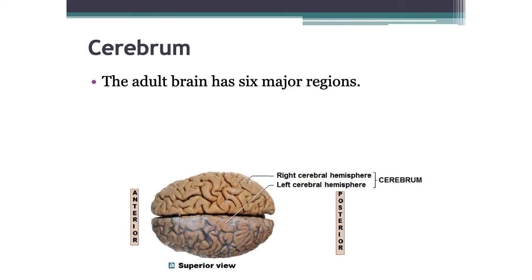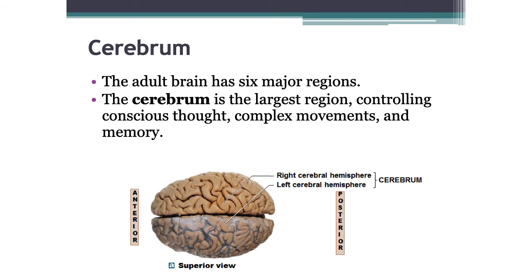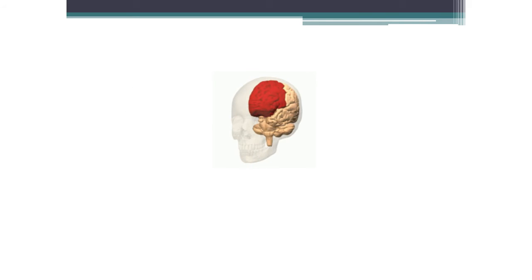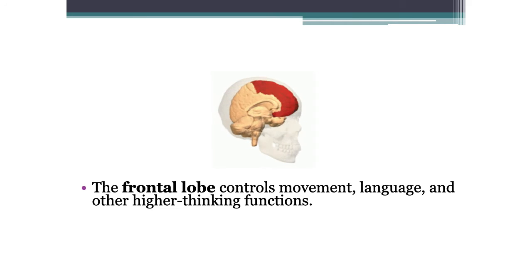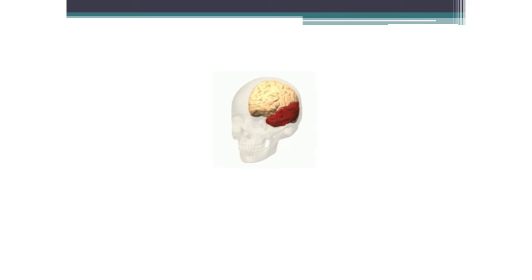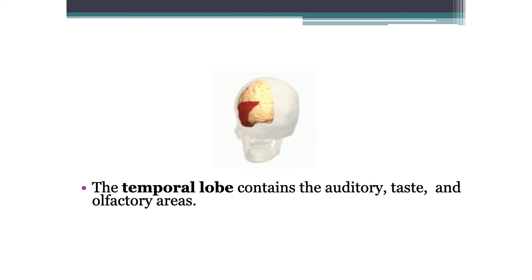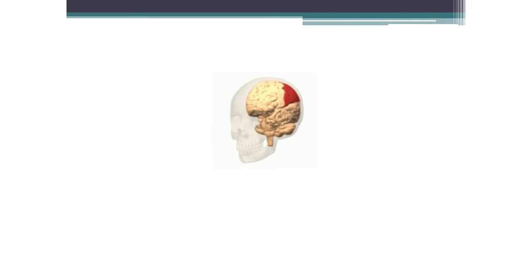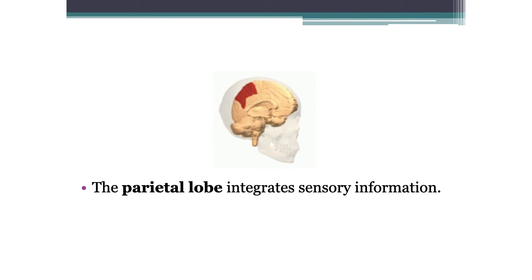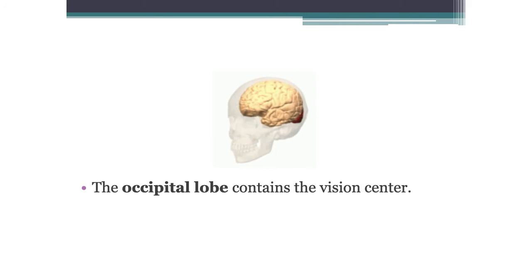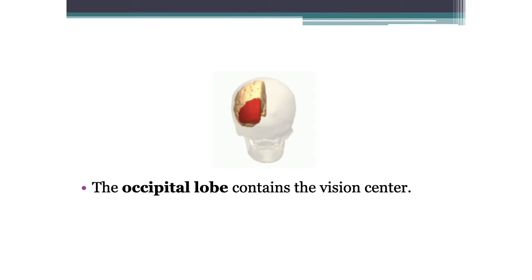So cerebrum, adult brain has 6 major regions. Cerebrum is the largest region, controlling thought, complex movements, and memory. We see the frontal lobe controls movement, language, and other higher thinking functions. The temporal contains auditory, taste, and olfactory, smell areas. Parietal integrates sensory information. All right. And the occipital contains the vision center of the brain. So the very back of the brain is occipital.